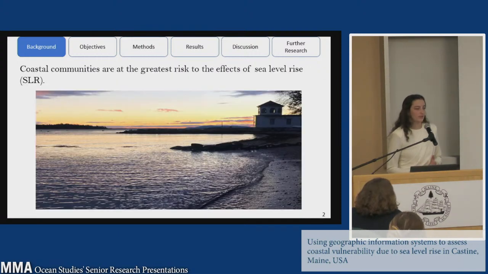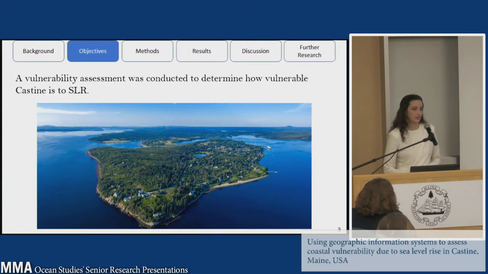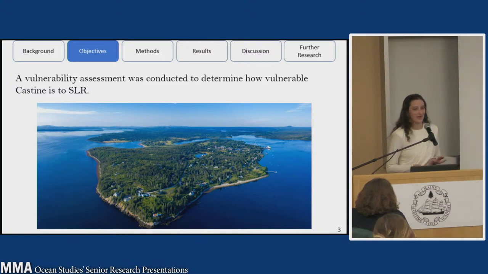Due to their location right on the water, coastal communities are at the greatest risk to the effects of sea level rise. Some impacts that these communities might face include the erosion of beaches, habitat and fauna loss, and flooding, which can lead to damage to homes and other important infrastructure. To determine how vulnerable a community is to sea level rise, a coastal vulnerability assessment needs to be conducted. This type of assessment had not yet been conducted in Castine prior to my research, which is why I chose Castine for my study.